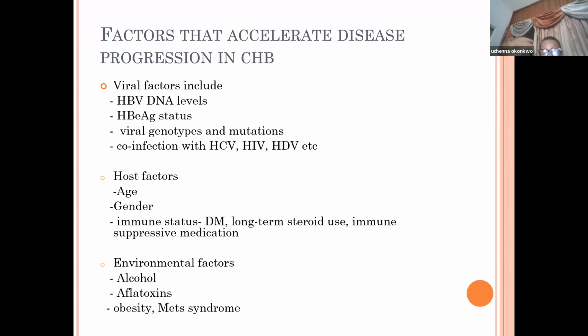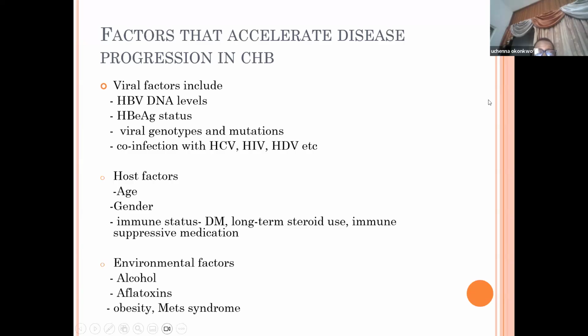However, genotype C and D are more commonly associated with rapid progression and more severe infection. Co-infections with hepatitis C virus, HIV, and HDV could also accelerate disease progression in persons with chronic hepatitis B infection. Then host factors like age: the older the person, the more likely they are to develop liver dysfunction from this virus. Males have been shown to have disproportionate affectation in terms of liver cirrhosis and HCC compared to females.